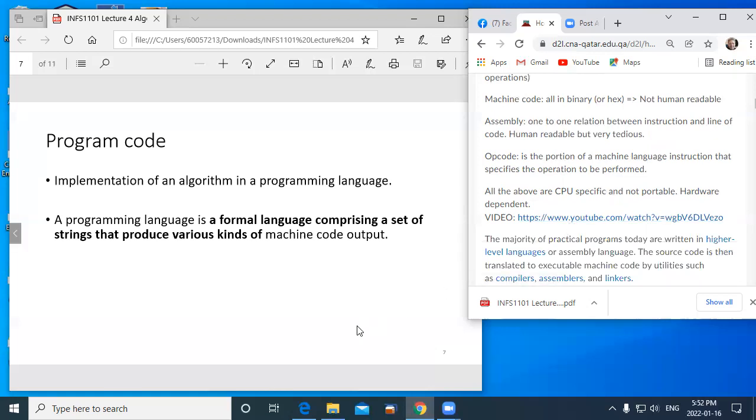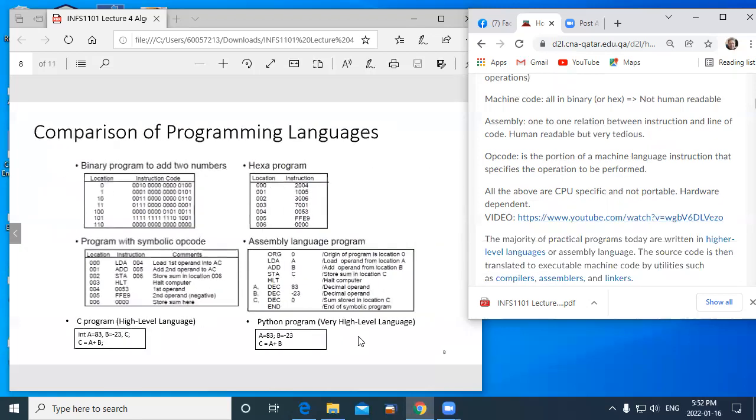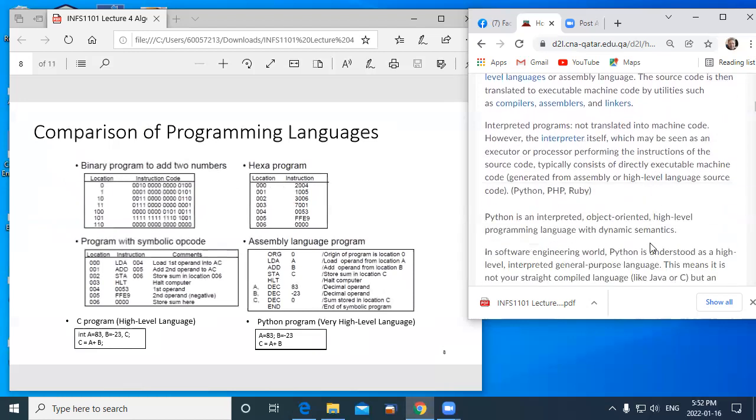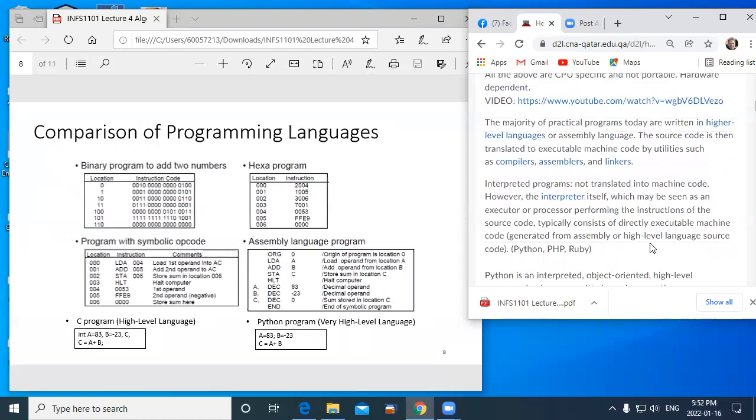All right, so enough on that. There are lots of videos associated with that you can look at. There's a bit there about interpreted programs, which I can mention in a minute. The idea here is doing the same thing in different computer languages.